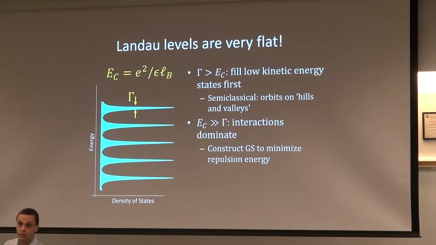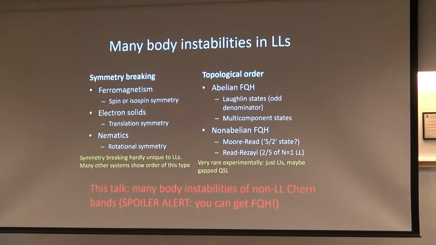So if you ask the question of what happens at partial filling of a Landau level, you're basically asking the question of how do I minimize Coulomb repulsions, because all of the single particle states are effectively degenerate, at least certainly compared to the Coulomb interaction. So you basically can construct ground states to minimize this repulsion energy, and that's basically the bare many-body problem. It's a hard problem, and it has a lot of interesting solutions.